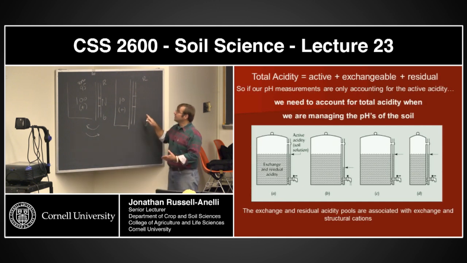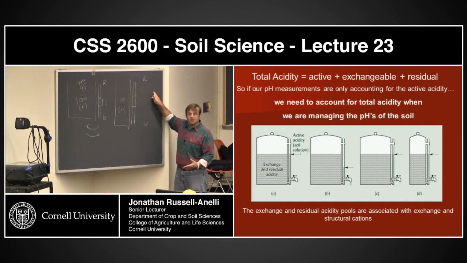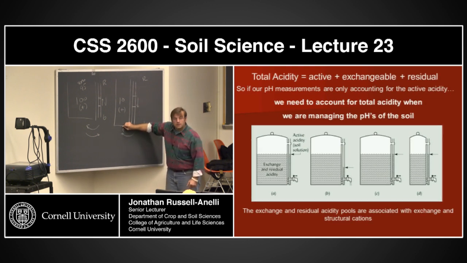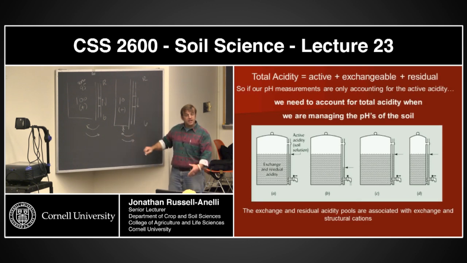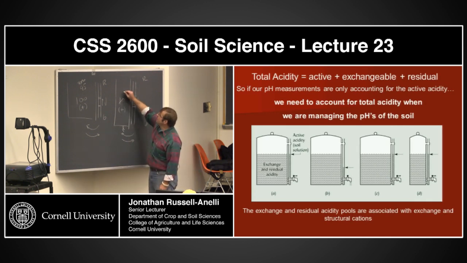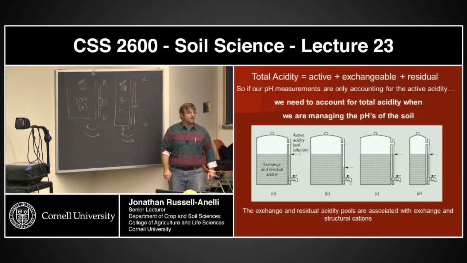Now I do the same thing over here, right? I add 6 protons. I'm dropping the pH. Those protons go over here to the exchange sites. The bases get knocked off. Let's imagine I take 5 of them off. So I now have 50% base saturation, which means I literally only have 5 bases left, right? Does that make sense?